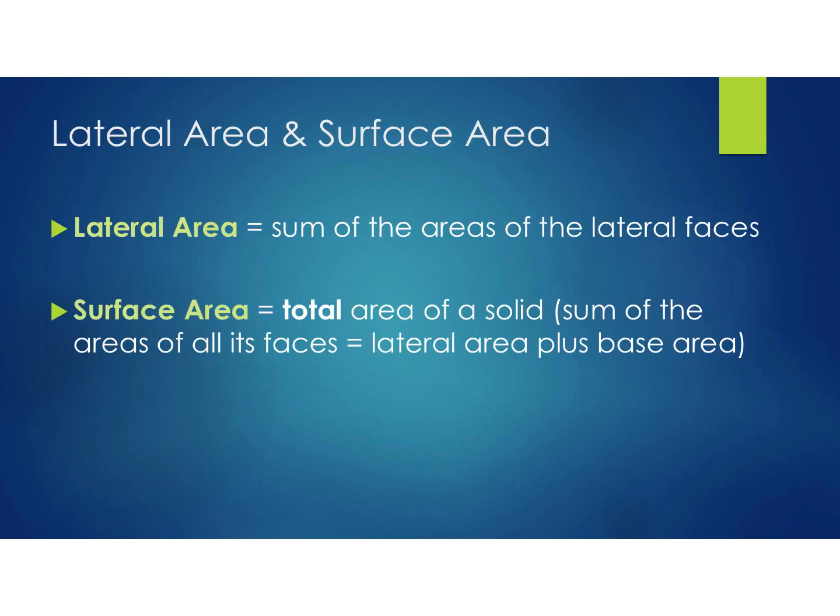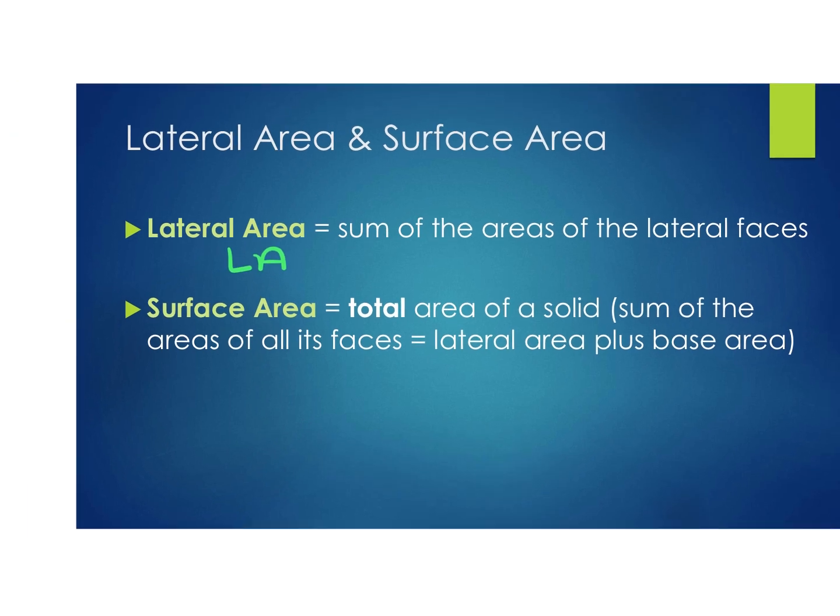Now, they may not have referred to the sides of your prisms or the sides of your pyramids as being a lateral area, but that's what it is here. The lateral area is just the sum of the areas of the lateral faces. Whenever I refer to lateral area, I'm going to use the abbreviation LA. Another term that you can also use for surface area is total area. So I'm either going to refer to this as SA or TA.